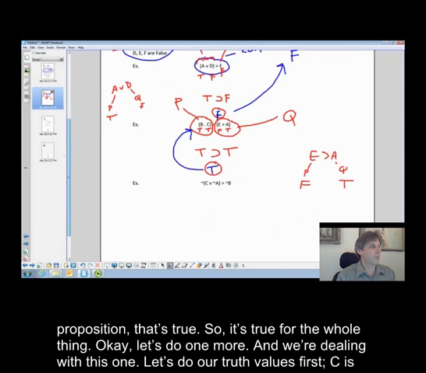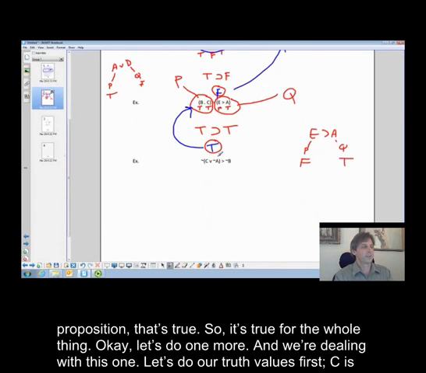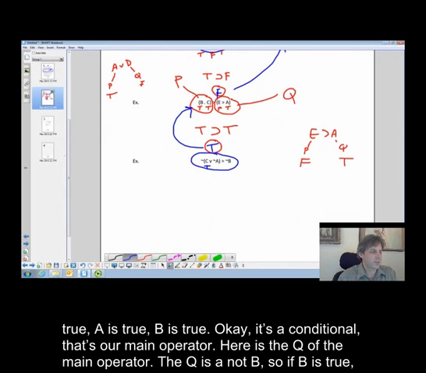Okay, let's do one more. We're dealing with this one. Let's do our truth values first. C is true. Oh, let's go change this. Let's erase that there. All right. So C is true, A is true, B is true.